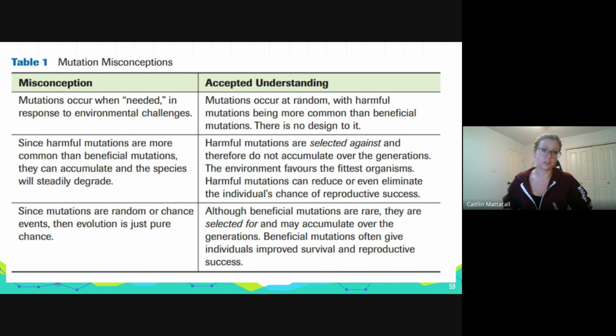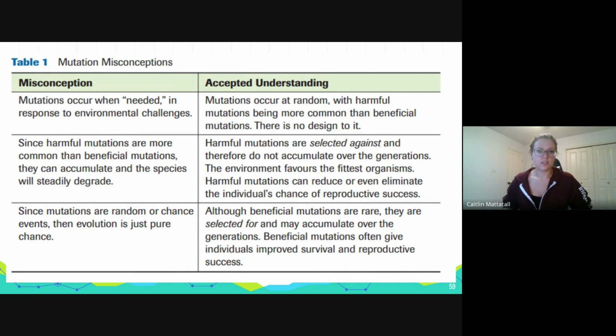Since harmful mutations are more common than beneficial mutations, they're going to build up in a species. Also wrong, because again, harmful mutations are the things that are decreasing reproductive success, which means that if you are not able to have a baby, that means that you're not passing on that harmed, mutated genetic information to anybody else, which means it's going to eventually disappear from the population, depending on if you can have babies or not.